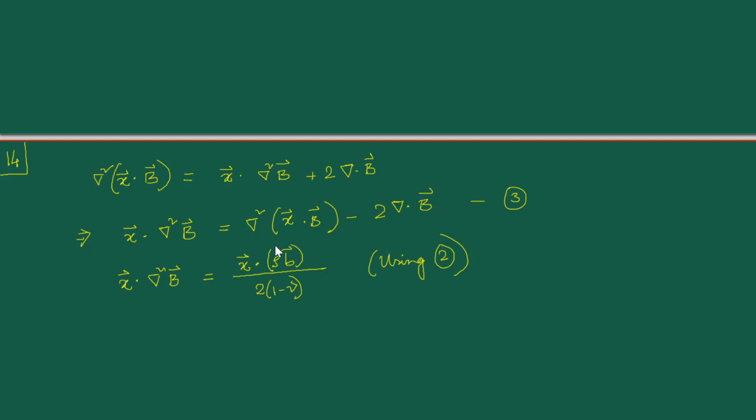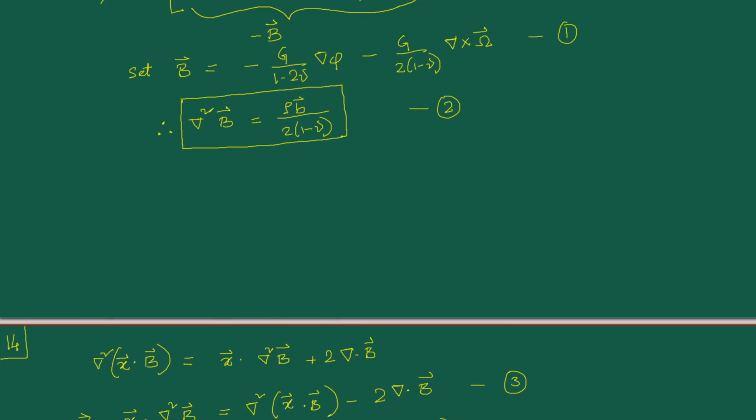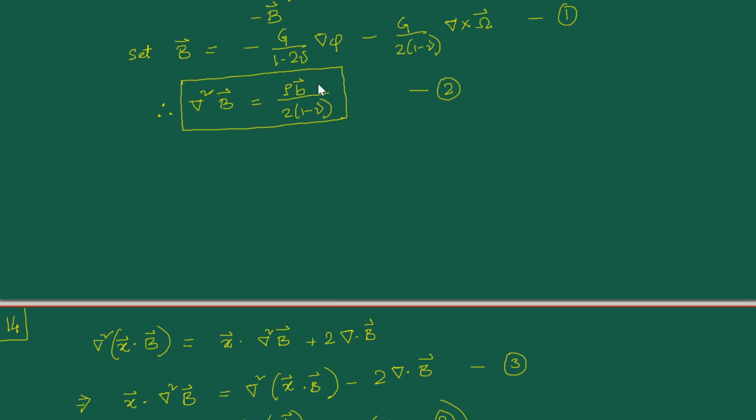Next, what about this divergence of the b vector? For that we quickly refer to equation number 1, which gives us an expression for the b vector. If we take the divergence of this b vector, note that the first term, the divergence of the gradient of phi, gives a Laplacian of phi, and the divergence of the curl of omega is going to be equal to 0.